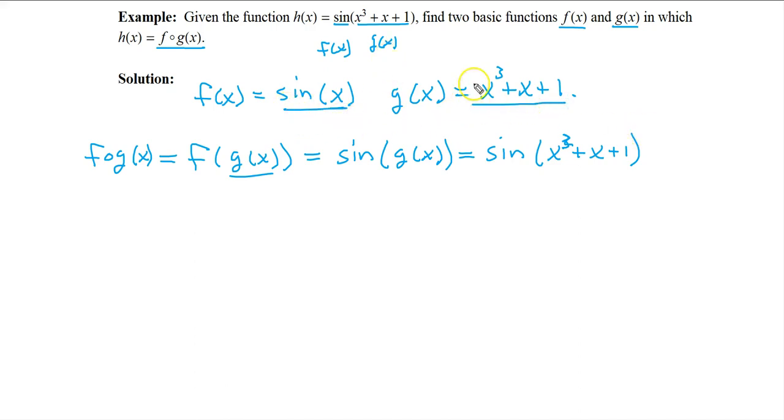So now we've written this as the composition of two basic functions. So let me say that again. We've taken this complicated looking function and written it as the composition of two more basic functions, a sine function and a polynomial. And that's a very important concept when we study the chain rule in calculus. Let's take a look at one more example.